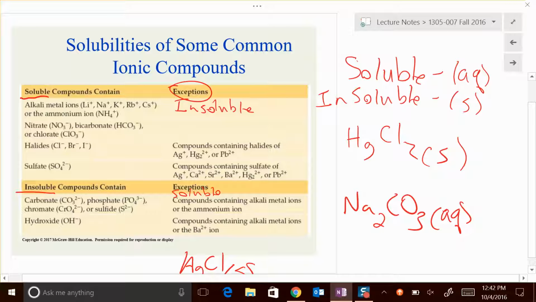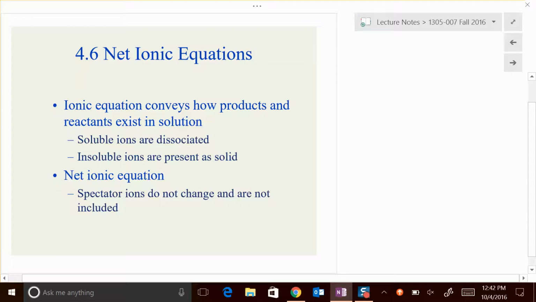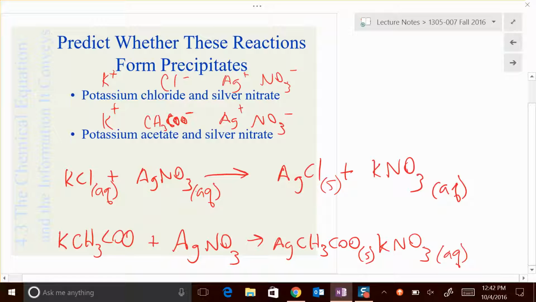So not all silver compounds are insoluble, so we can't just make that assumption. But silver acetate would be. It's not on here, but it would be. Okay? So it's not a very good example. So we need to find the one that's soluble.